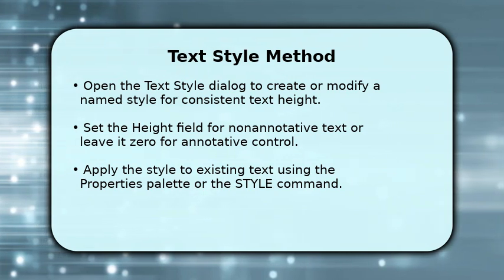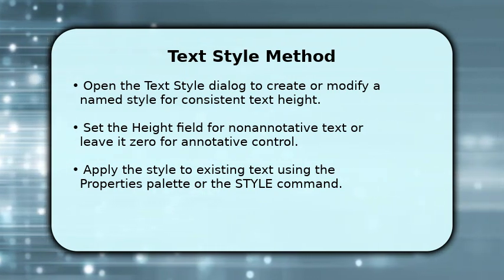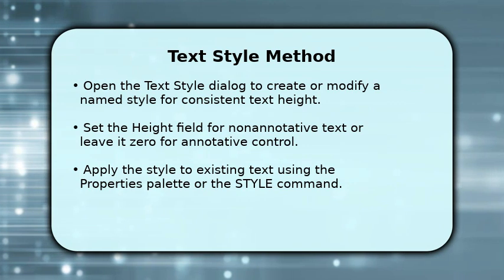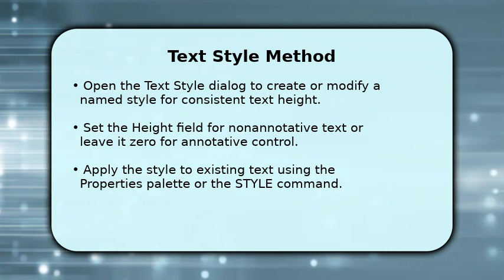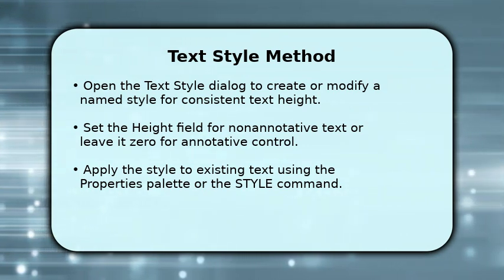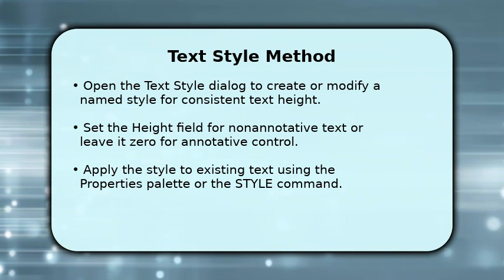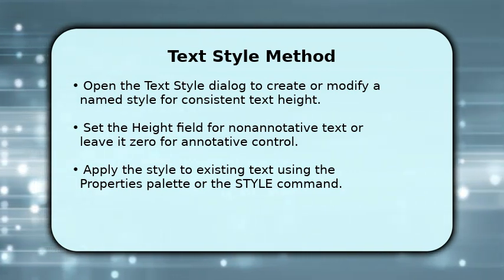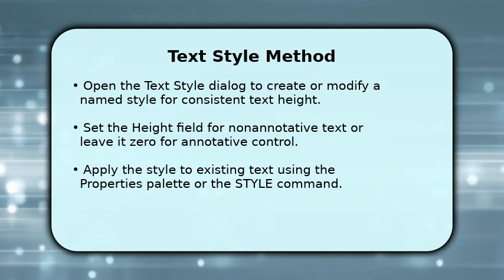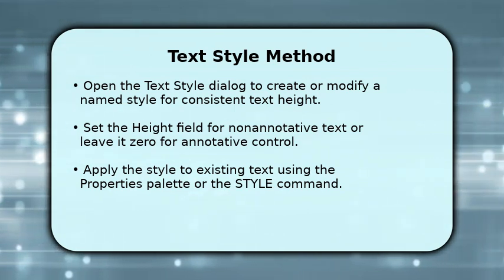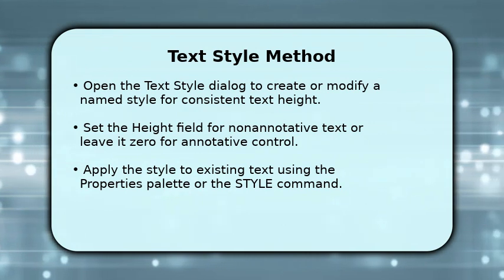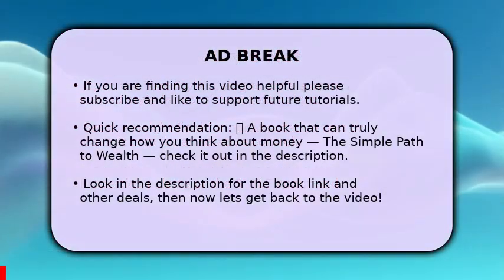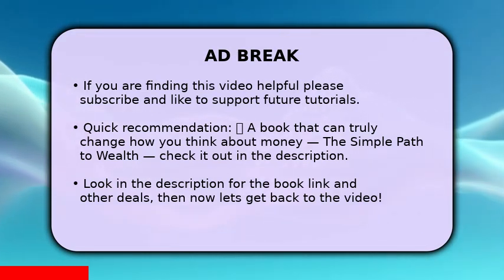To use text style, open the Style dialog and set a base height that matches your drawing scale, then assign a readable font. For annotative work, enable annotative and set scale factors so text adjusts automatically in viewports. Use the Style command to manage styles and replace older text by selecting objects and choosing the new style in Properties for consistent results.